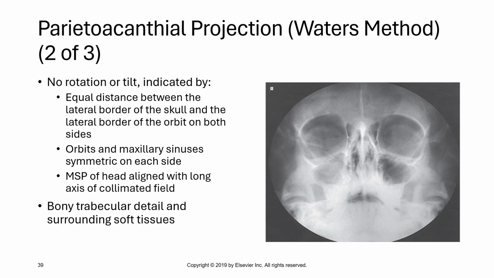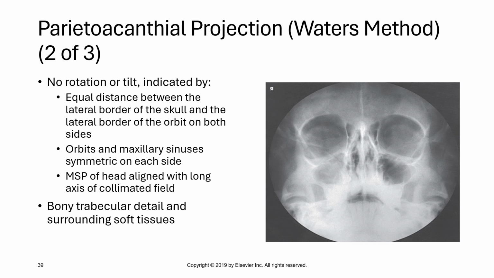Okay. The maxillary sinuses symmetric. You should see that they are equidistant from the center and about the same size. One's not bigger than the other. They're roughly the same shape. You notice the orbit is kind of circular, but not exactly circular.